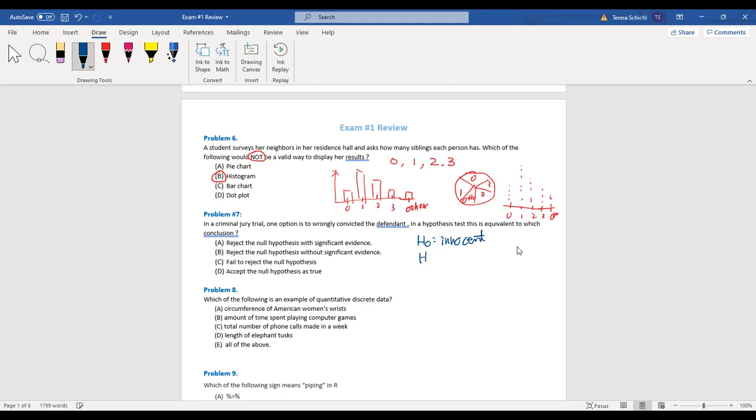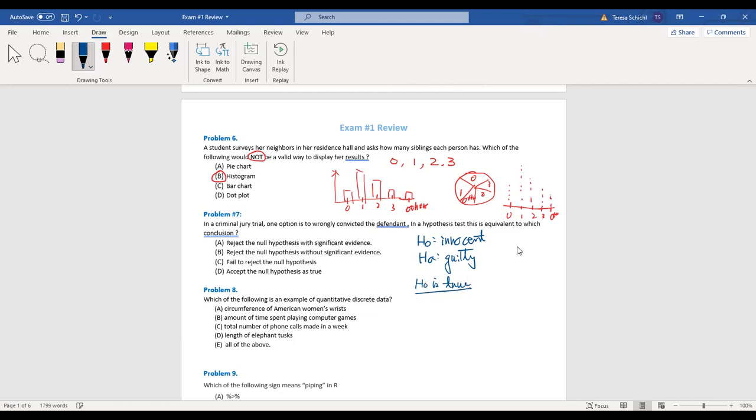And what is HA? HA is guilty. Right, so the H0 is innocent, HA is guilty here. And so in here we say, okay, it's wrongly convicted, right? So that means this person is innocent. So it's H0 is true, right?